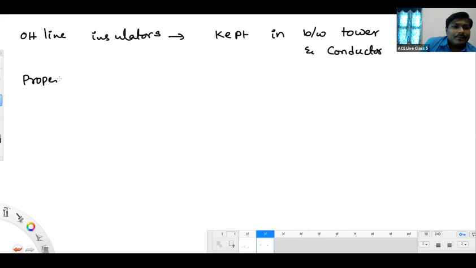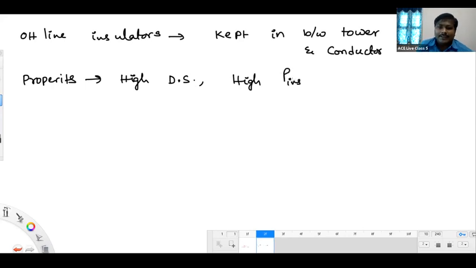Properties of the overhead line insulators. As usual, as we discussed for the underground cable dielectric material, similar to that, it requires high dielectric strength, obviously, and high resistivity. These two are necessary properties. Any other main properties required for these overhead line insulators?